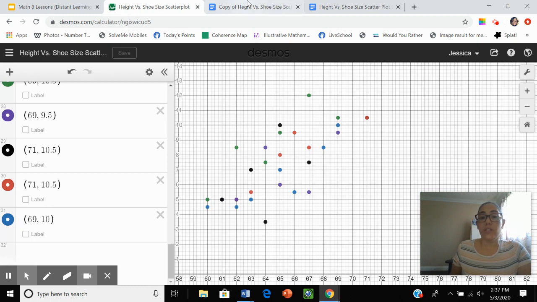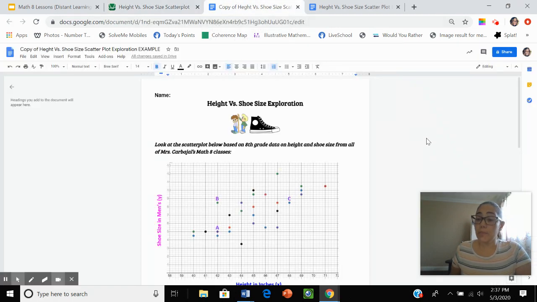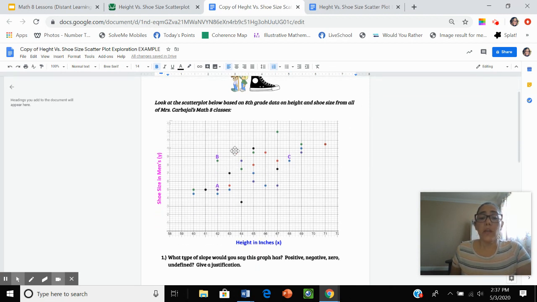Okay, let's get to today's assignment. It's pretty self-explanatory, and it's more of an exploration, so it should be light work. Take a look at the data that I have screenshotted. Keep in mind the independent variable here is the height in inches.